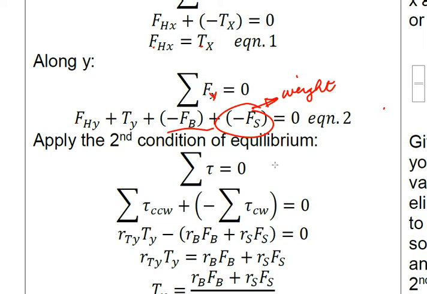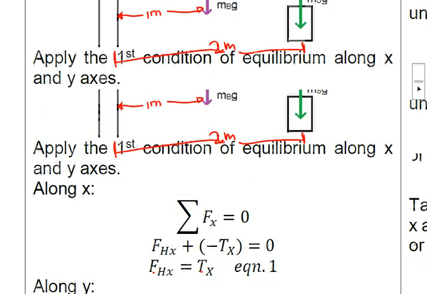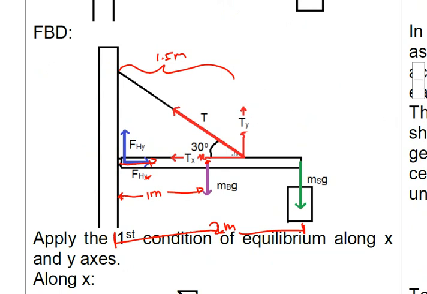That is why we have to resort to another condition, the second condition of equilibrium, that is the torque. So what are the forces that cause torque? If you go back to the problem, Ty, the MSG, and the MBG will cause rotation. How about FHY? Will it cause rotation? The answer is no. Why? Because it is acting exactly at the pivot point, so at the pivot, torque is equal to 0 because the moment arm is equal to 0.